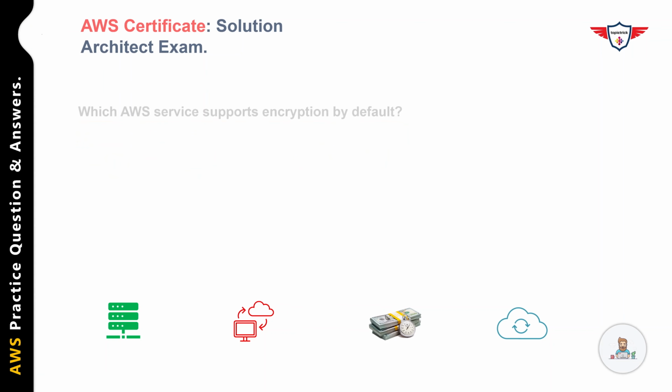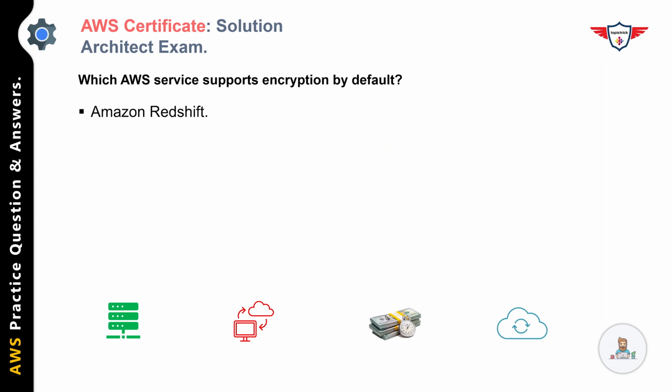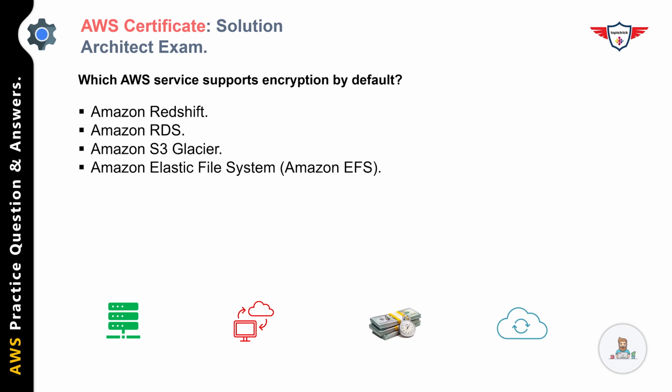Which AWS service supports encryption by default? And your options are Amazon Redshift, Amazon RDS, Amazon S3 Glacier, Amazon Elastic File System, that is Amazon EFS. The correct answer is Amazon S3 Glacier because S3 Glacier enables encryption by default.